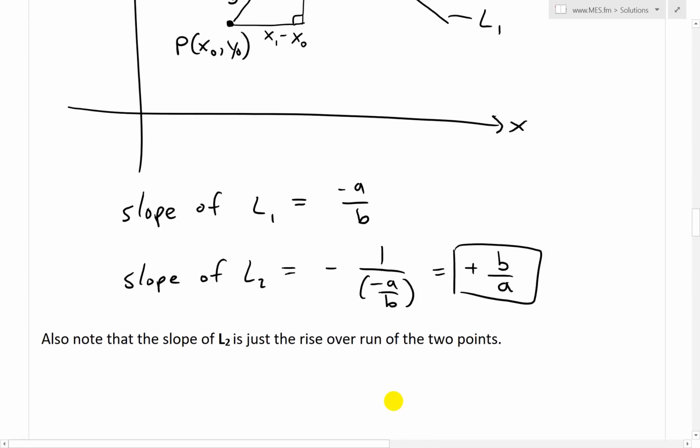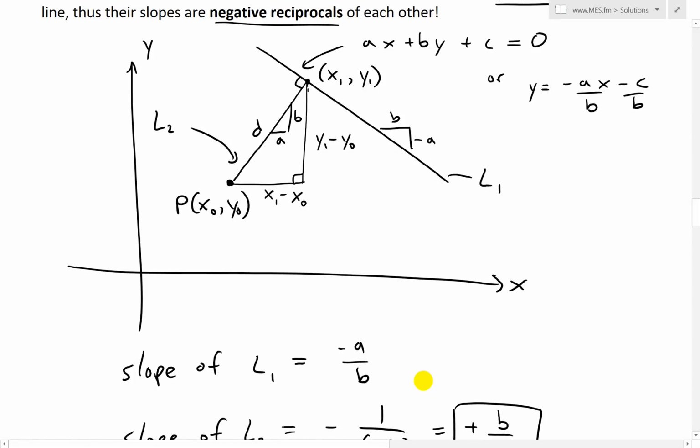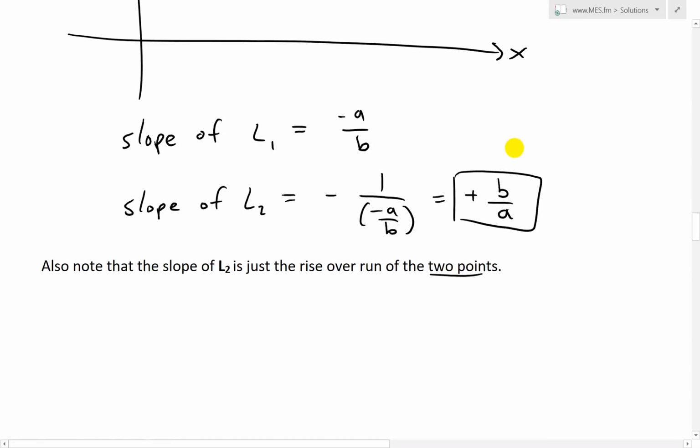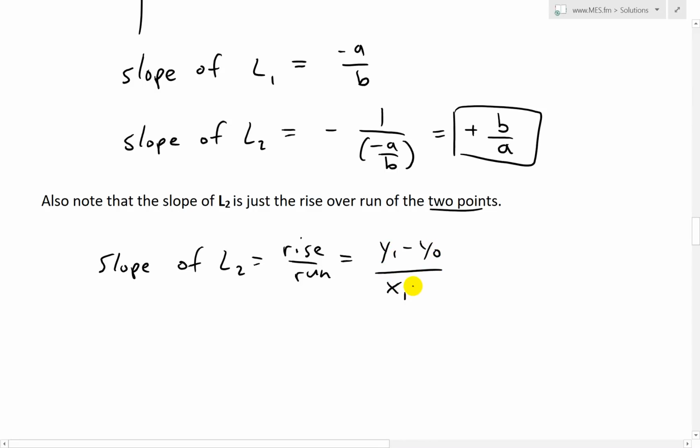And also, as explained above, note that the slope of L2 is just the rise over run of the two points, from this point right here to over there. So the slope of L2 equals rise over run, and the rise is y1 minus y0 over x1 minus x0, which just equals this slope, b over a.